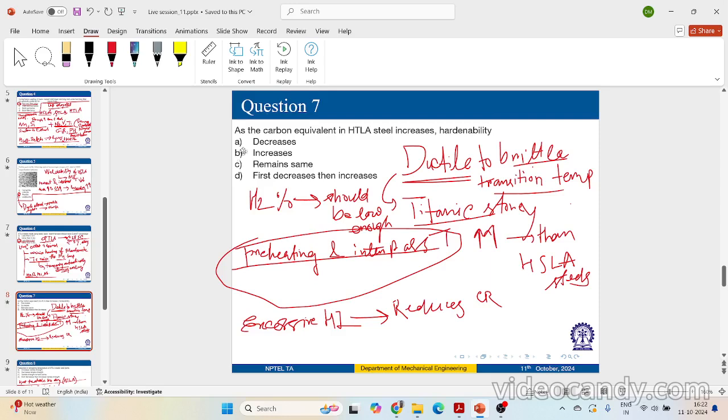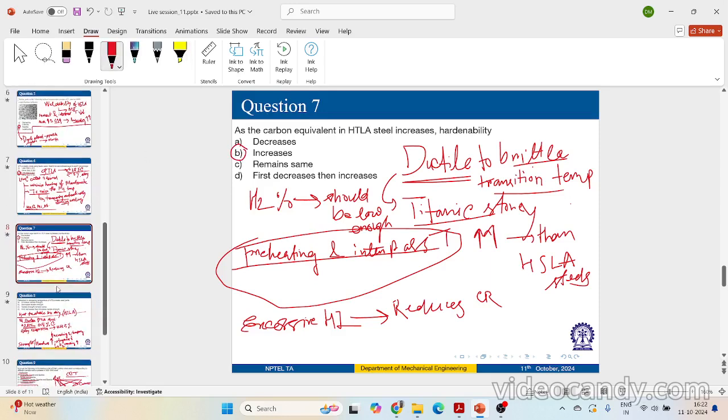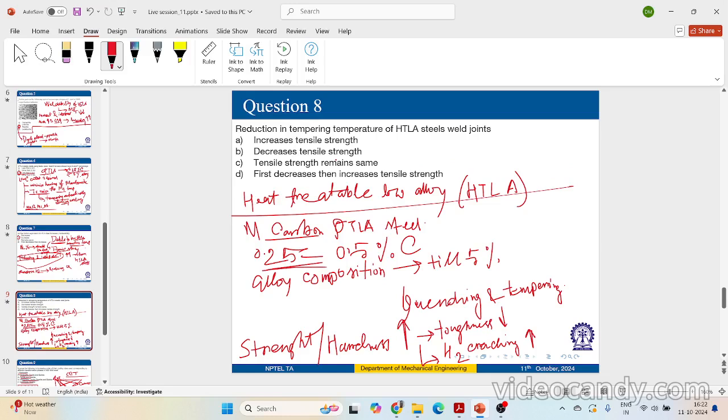If we increase the carbon equivalent in heat treatable low alloy steel, hardenability increases. Perfect. So 7 is fine.